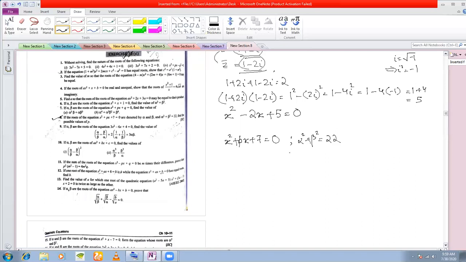Now we shall use here the concept of sum of roots and product of the roots. These two are given to you, the quadratic and alpha square plus beta square is equal to 22, where alpha and beta obviously are the roots of the equation. So given a quadratic, we will be able to write the sum of the roots of the equation. Alpha plus beta is equal to minus p, isn't it? Because b here is p and a here is 1. And what is alpha beta? It is 7. This part is okay.